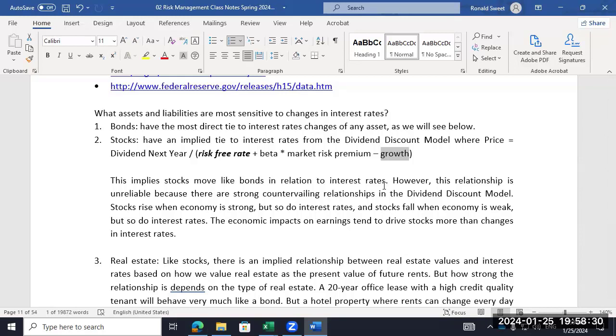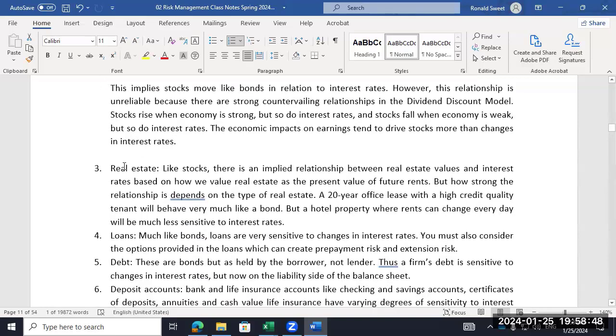Now in 2022, interest rates rose, and what did stocks do in 2022? They fell. There it looked like it worked pretty well. All right. Why? Because of inflation. We're going to see that inflation is kind of the linking pin between stocks and bonds. Real estate.